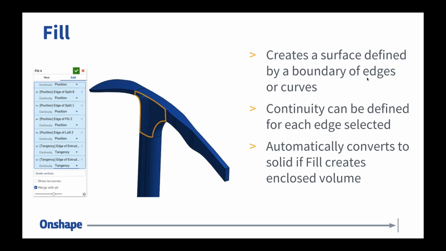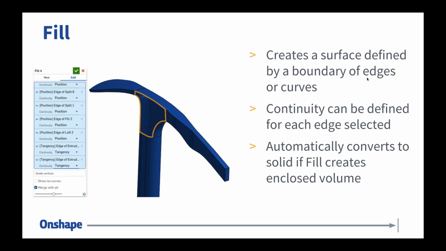So again, it simply creates a surface that fills a combination of edges that you select. Those combination of edges must create a closed boundary, of course, for it to create that filled surface. The other thing I always like to mention about this command is, if what you're doing is creating the final surface in your model to close everything up, it will automatically fill the model and create a solid.